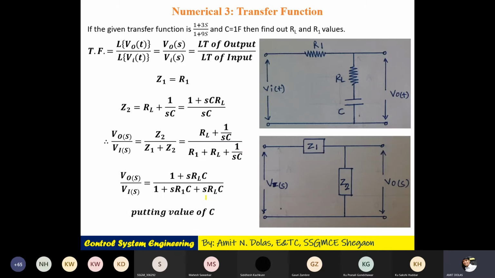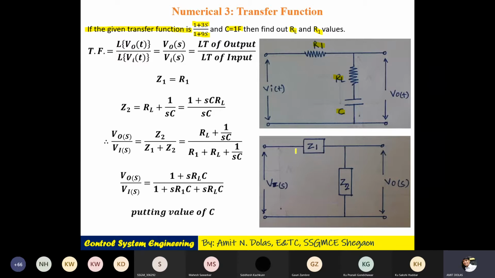So numerical number 3: the given transfer function is 1 plus 3s divided by 1 plus 9s, and the capacitor value is 1 farad here. Find out the values of the load resistance RL and R1. You can see this is the circuit where 3 components are there. So instead of adopting method 1, method 2 will be very convenient.